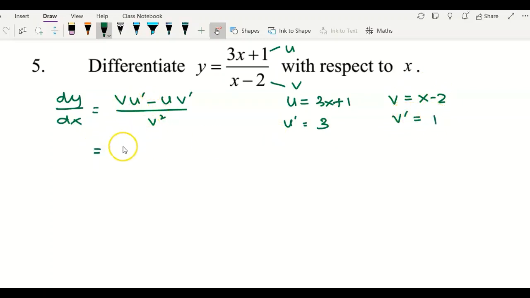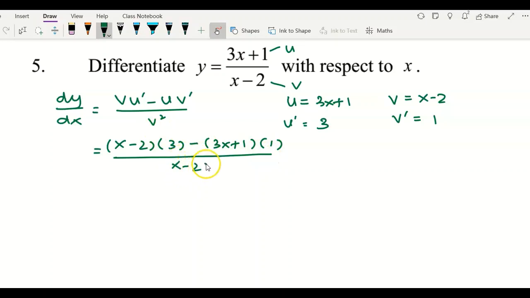Substitute into the quotient rule formula. You have your x minus 2, that is your v, multiplied by u prime given as 3, minus u, which is 3x plus 1, times v prime, which is 1, and the whole thing over v squared, which is (x minus 2) squared.